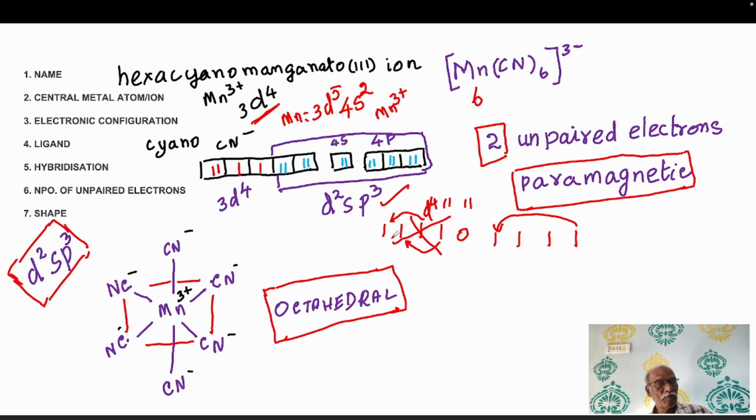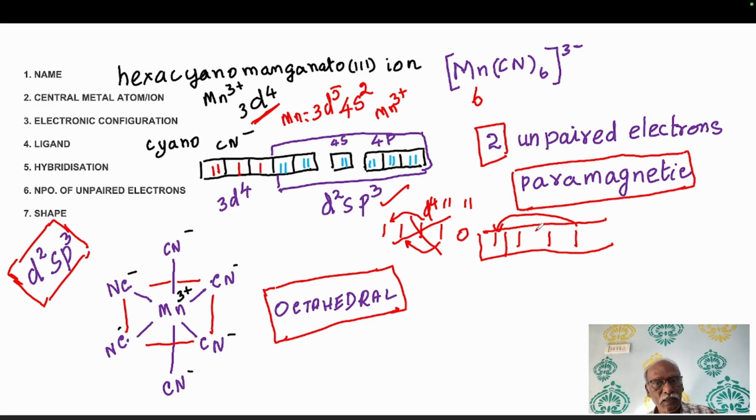Okay, 3 possibilities are here. One, pairing up of all the 4 electrons. Other, pairing up of only one. Other, leaving the unpaired electrons as they are and going to the next shell. CN minus being a strong field ligand, it chooses this option. What is this option? Only one electron is pushed in. If at all, I want to elaborate, because this requires some explanation.